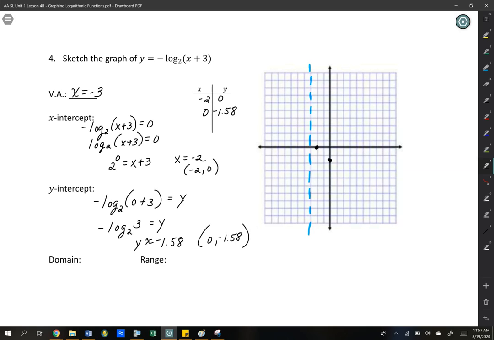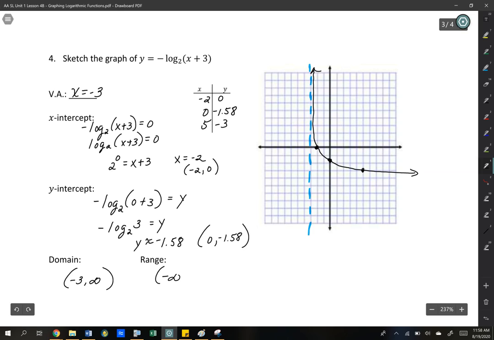I'm going to pick another point just so I can have a really accurate representation of the graph. I'm going to go with 5. I can look at my table of values in my calculator. For x is 5, I'm going to get -3. My domain is going to be all the values greater than -3. My range is all real numbers.